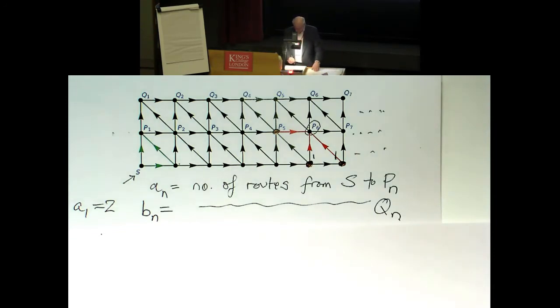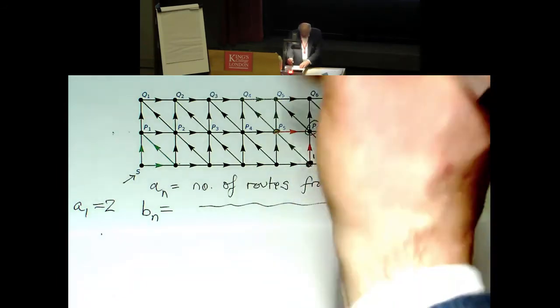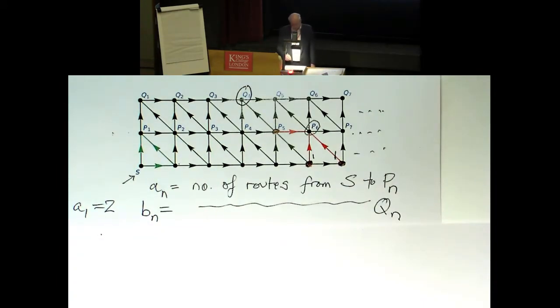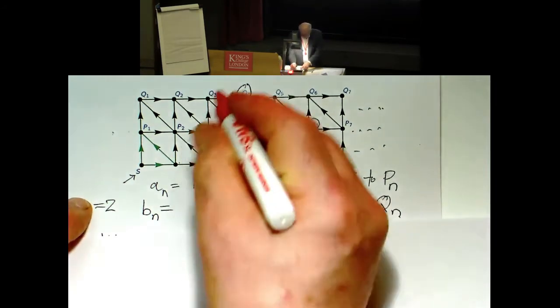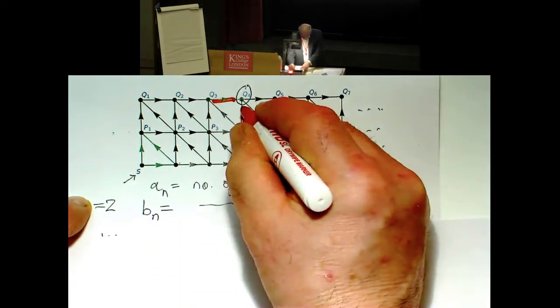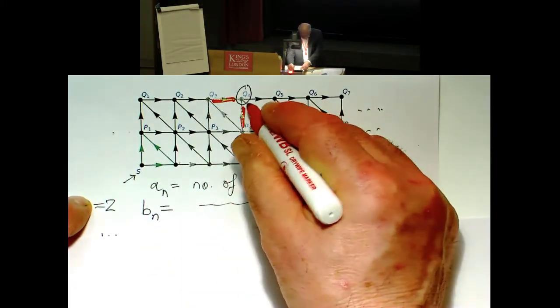Now, let's see, I haven't coloured anything here. So how can I get to, say, Q6? Or let's do Q4 to get out of the way of the other stuff. How can I get to Q4? Well, I can get to Q4 by coming from Q3, or coming from P4, or coming from P5.